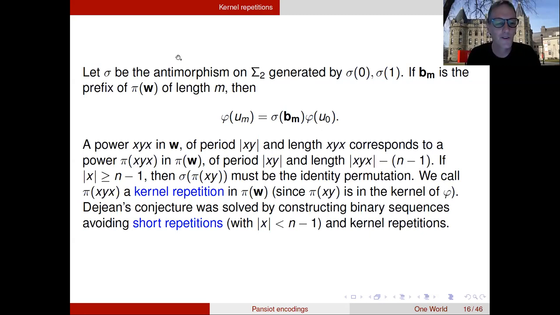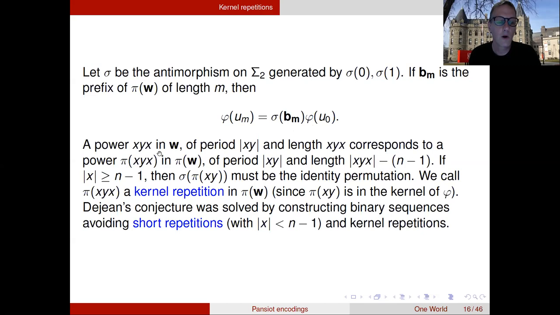So here we go. So if sigma is the antimorphism on sigma 2 generated by sigma 0 and sigma 1, and B sub M is the prefix of the Pansiot encoding of length M, then UM looks like sigma B sub M times phi U0. So just to go back to the previous slide, all I'm saying here is that for the multiplication, you have the Pansiot encoding reversed.